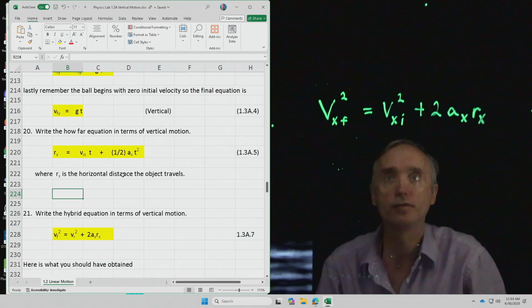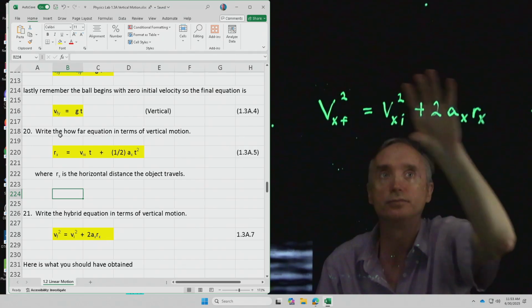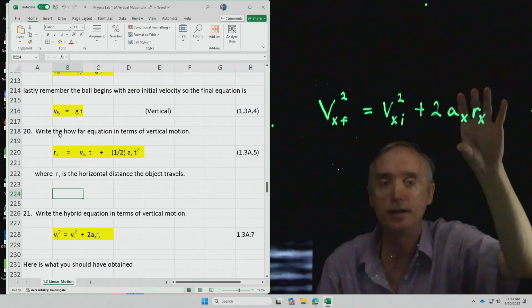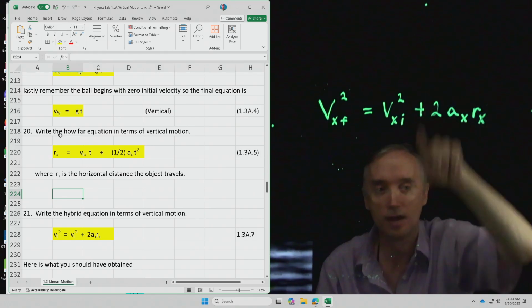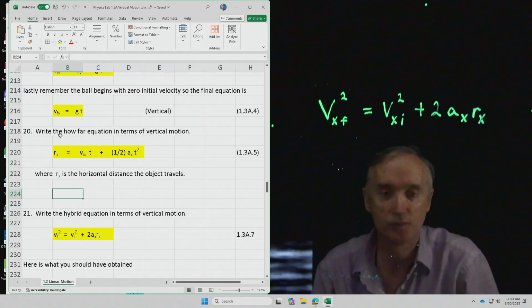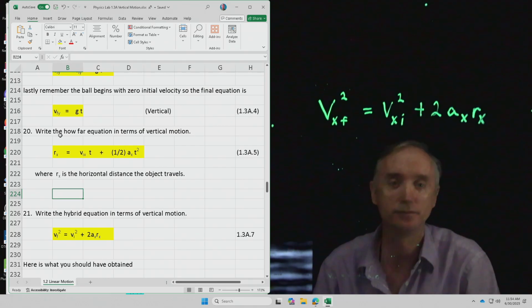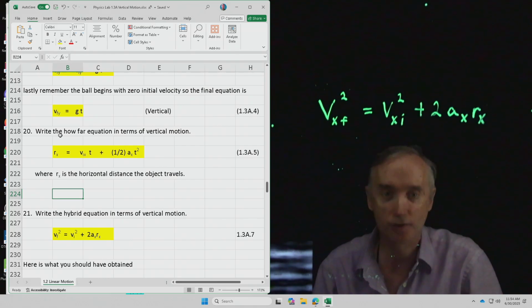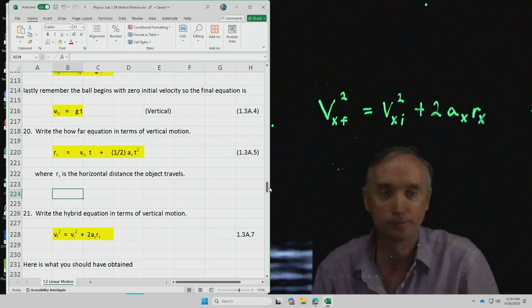And again, I'd like for you to take this equation and rewrite it so that it's the hybrid equation going up and down. So do that. Did you do it? You better. Don't just wait for me to do stuff for you. Do it on a scratch piece of paper and come up with the hybrid equation for vertical motion.